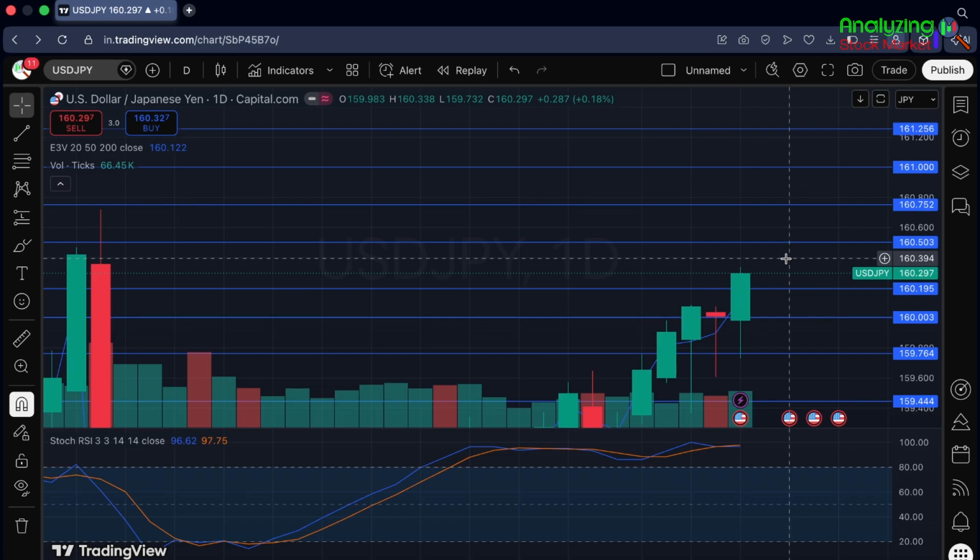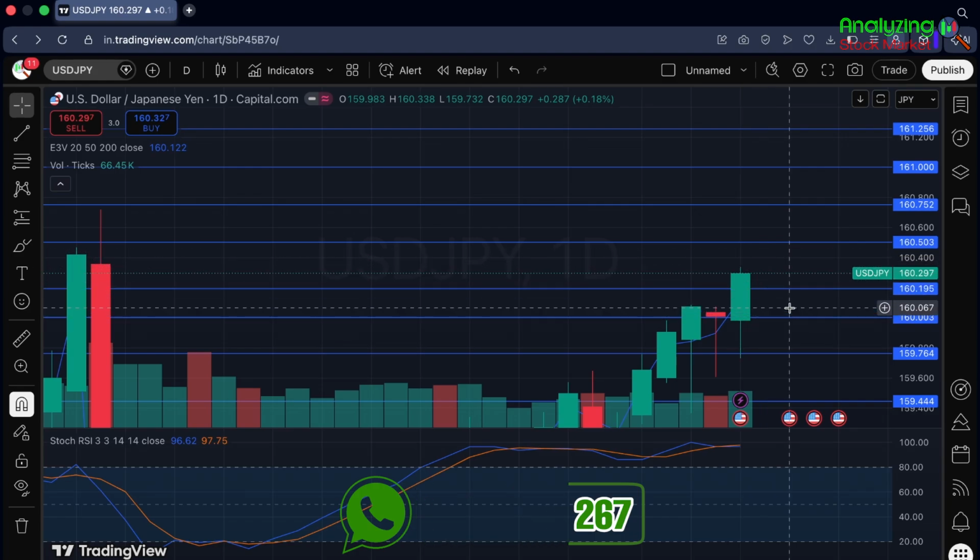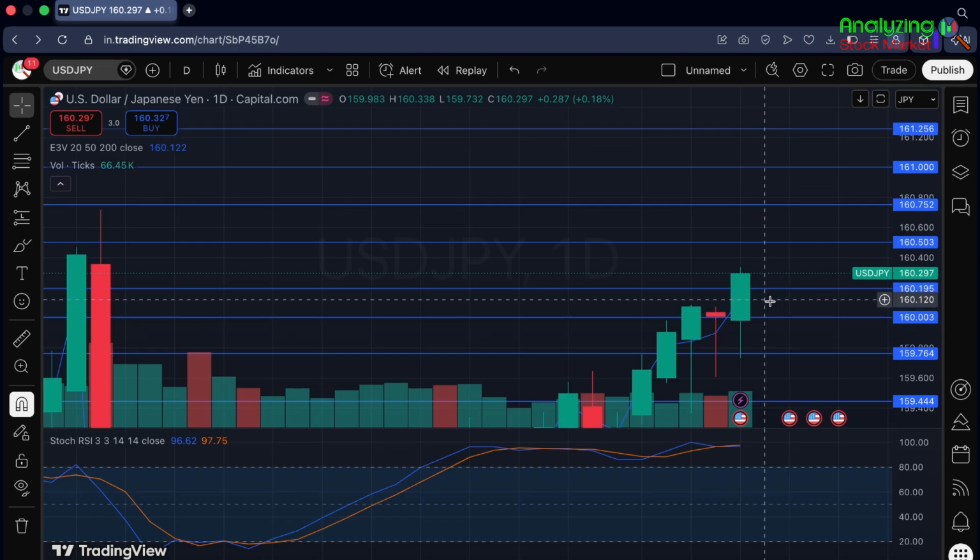Now let's talk about my opinion on USD JPY for this week. According to previous week momentum, I'm expecting a positive move, but only till this level, which is 160.503. Overall, my expectation is a bit negative in this range, that is 160.003 to 160.195. I'm expecting a slight positive move in the first 2 or 3 days. Then we can expect a negative move in this range in the last part of the week, around Thursday or Friday. I'm expecting the closing on Friday in this range, 160.003 to 160.195. I'm expecting a negative closing.